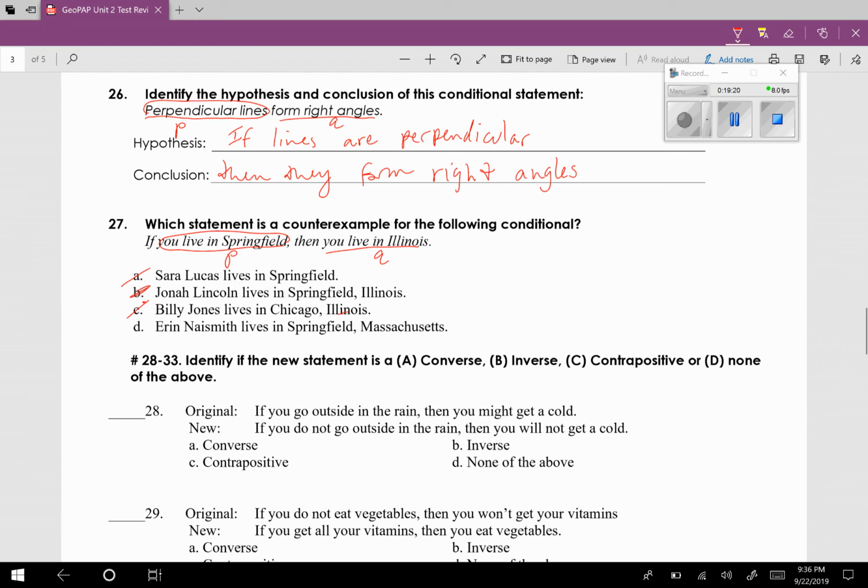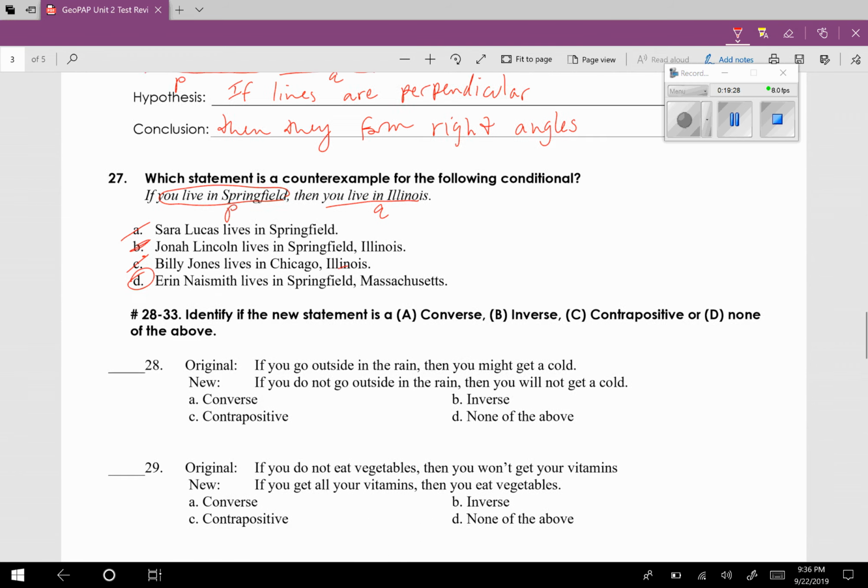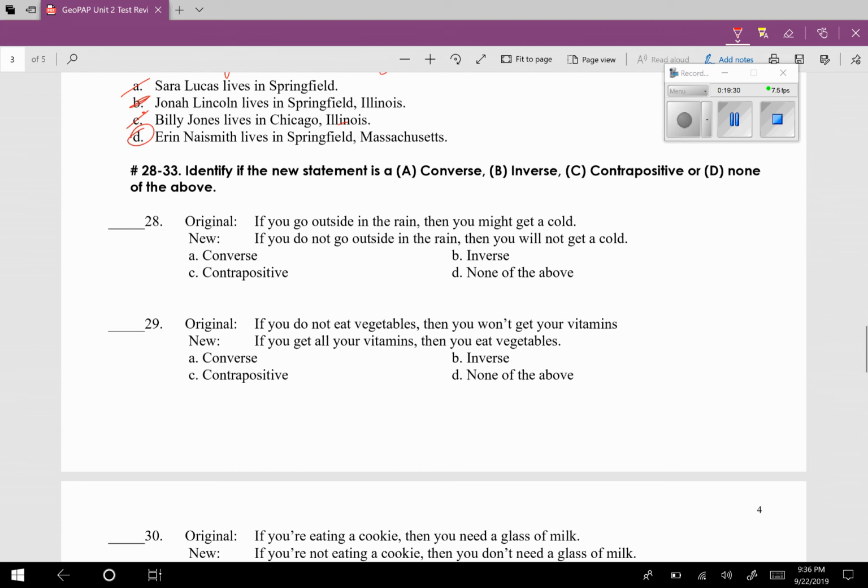Aaron Naismith lives in Springfield, Massachusetts. Okay, there we go. They're saying that you live in Springfield, but guess what? They're not living in Illinois. They're actually living in Massachusetts. It's another town named Springfield. Okay.